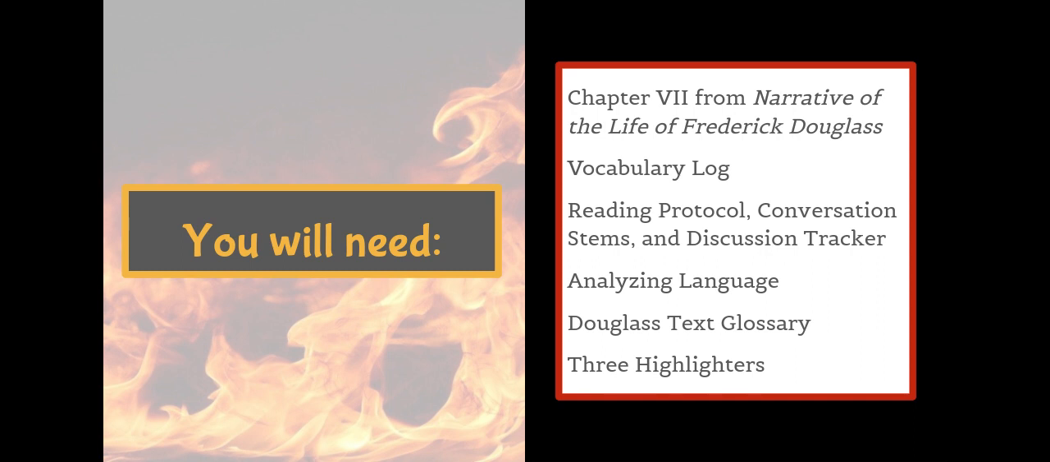For this lesson, you will need Chapter 7 from Narrative of the Life of Frederick Douglass, the vocabulary log that was posted back in Lesson 1, and the page numbers are also listed in Lesson 1 for your student handout workbook, the Reading Protocol, Conversation Stems, and Discussion Tracker handout, also posted in Lesson 1, the Analyzing Language handout, posted in today's lesson. Also, the page numbers are listed in today's lesson. The Douglass Text Glossary, posted in today's lesson, and the page numbers are listed in today's lesson, and 3 highlighters that I will provide for you shortly.